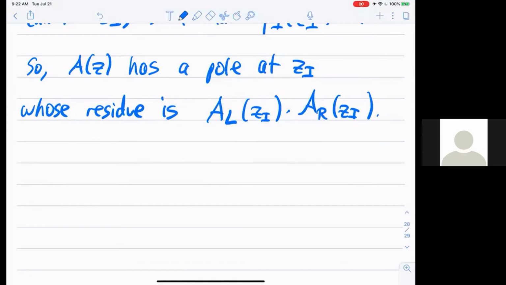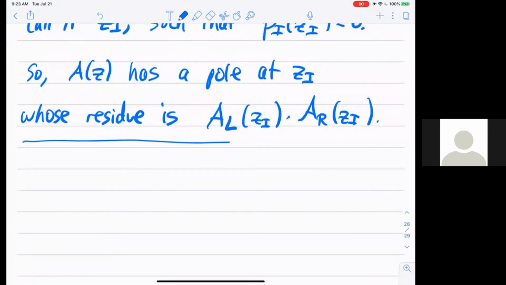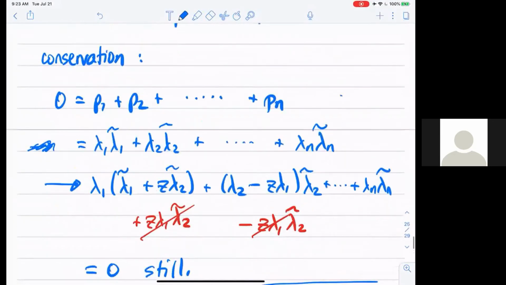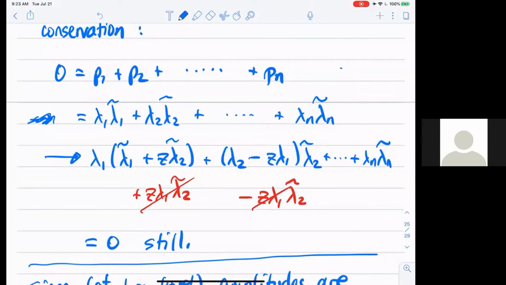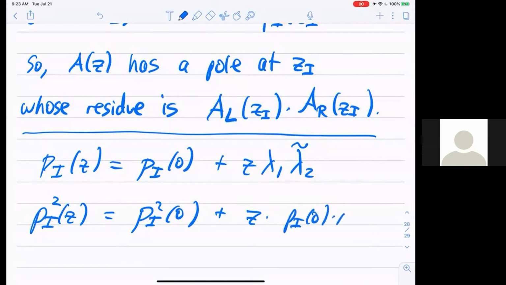Okay, I need to be just a tiny bit more precise here. We could work it out. P_I of z is equal to P_I of 0 plus z lambda_1 lambda_2 tilde. Let's check if that's right. That's how much momentum P1 is shifted by: z times lambda_1 lambda_2 tilde. Okay, so P_I squared of z is equal to P_I squared of 0 plus z times P_I of 0 dot lambda_1 lambda_2 tilde.